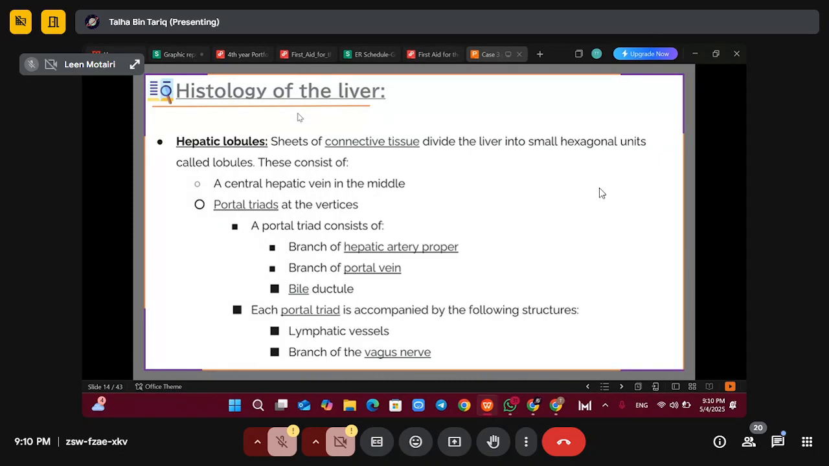And at the vertices, you have the portal triad. What is the portal triad? The portal triad contains the branch of the hepatic artery proper, the branch of the portal vein, and the bile duct tube. Okay, it's a ductule because it's a branch of the bile duct. Then each portal triad is accompanied by some lymphatic vessels and a branch of the vagus nerve. So this is very easy to remember.